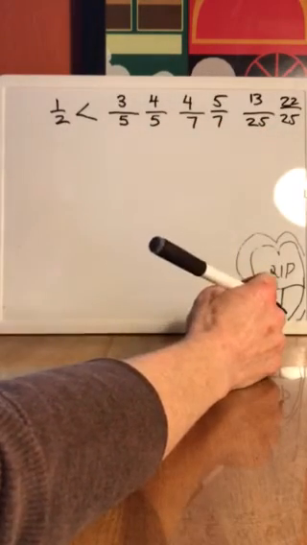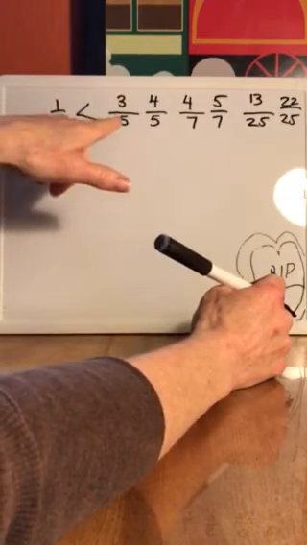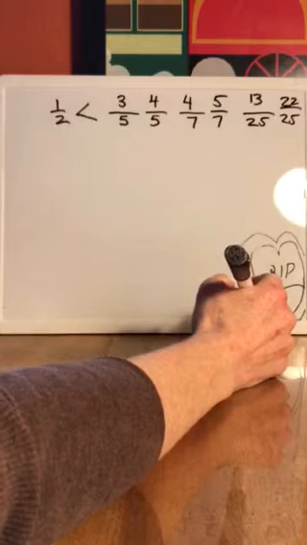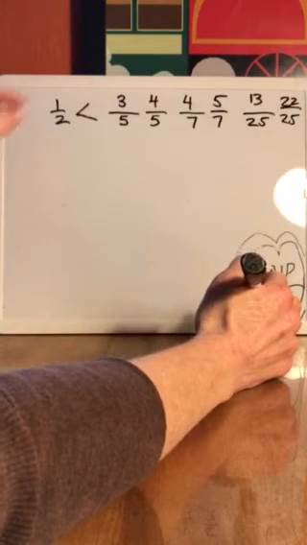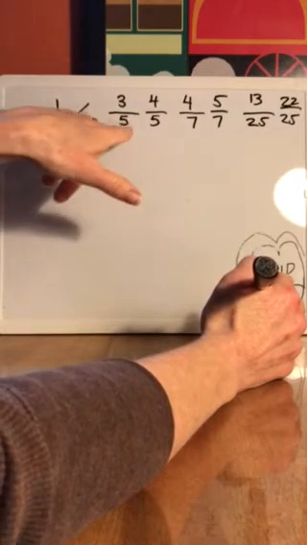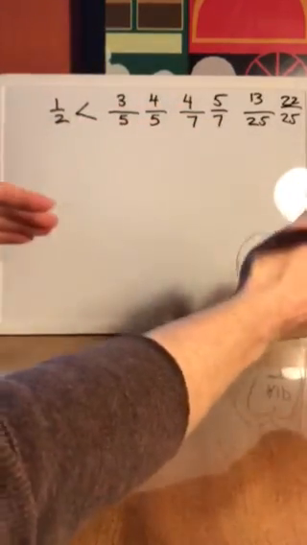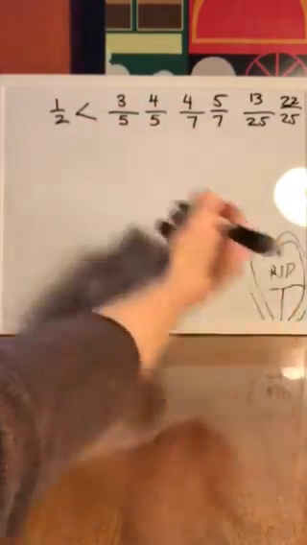Okay, so why don't you pause this video now and go ahead and write out 3 or 4 fractions that are greater than 1/2 with a denominator that is odd. You can use any odd number you want, okay? And then come on back when you're done.